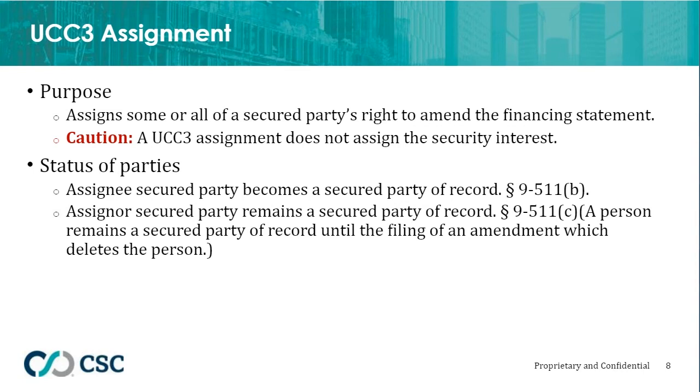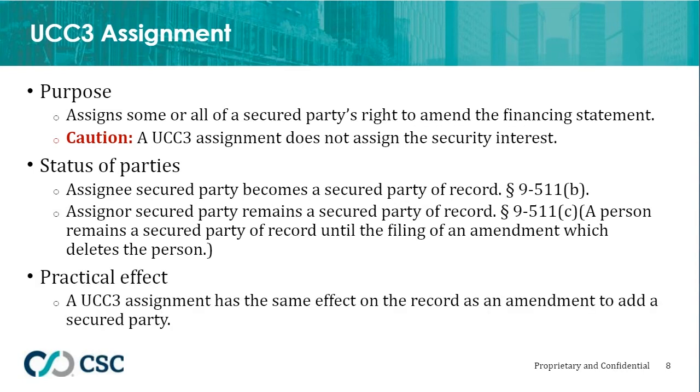So really, a UCC3 assignment has the same effect on the record as an amendment to add a secured party. This is one of those cases where you can accomplish the same thing through different amendments. An assignment adds a secured party. An amendment to add a secured party adds a secured party. They pretty much do the same thing when it comes to the filing office index.